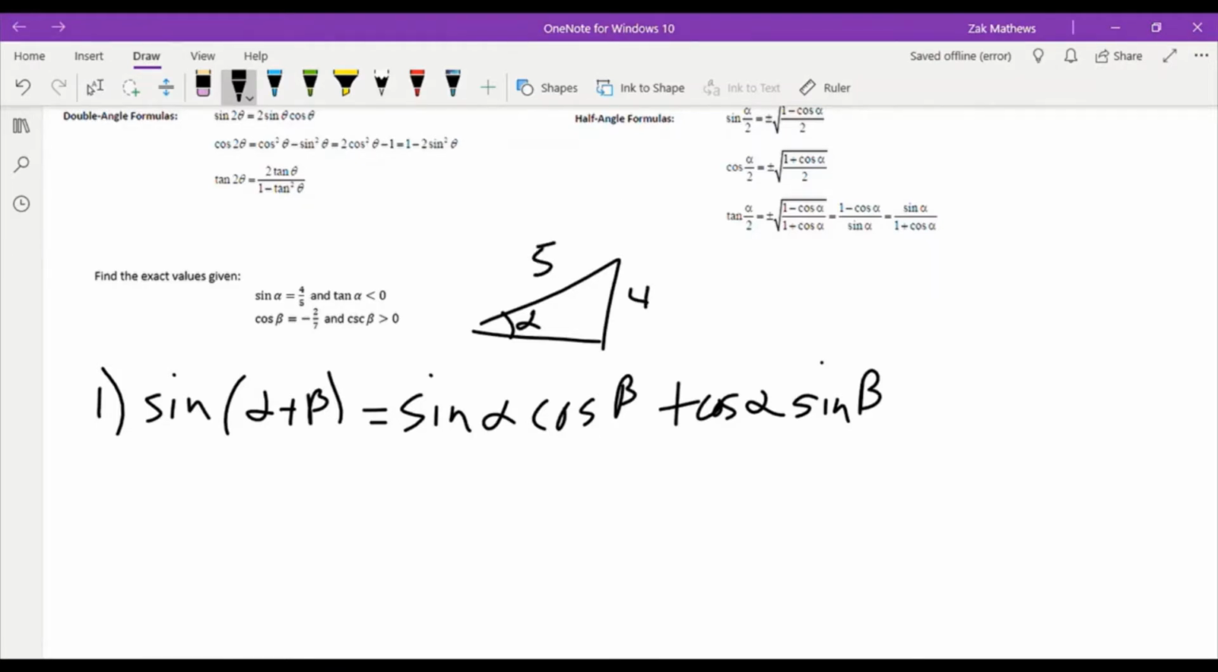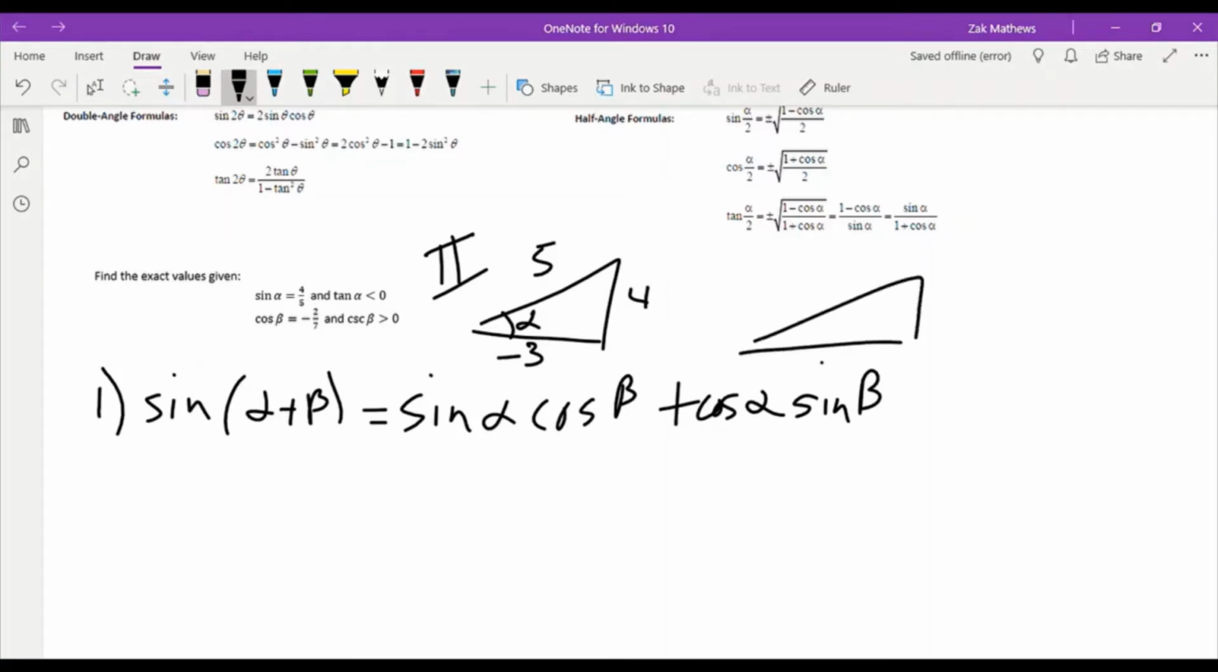And so this one's pretty easy. I know that missing piece has to be a 3. It's a 3, 4, 5 right triangle. But one thing I want to be careful of is I don't know what quadrant this is in. I don't know its sign yet. I see that sine is positive, meaning it could be in the first or second quadrant. Tangent is negative, however, which tells me that alpha must be in the second quadrant, which means this x value there has to be a -3.